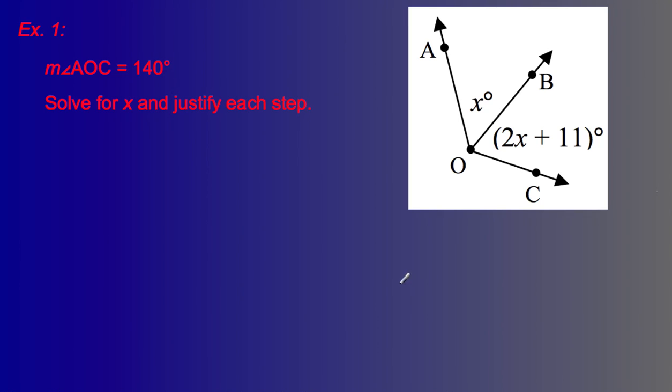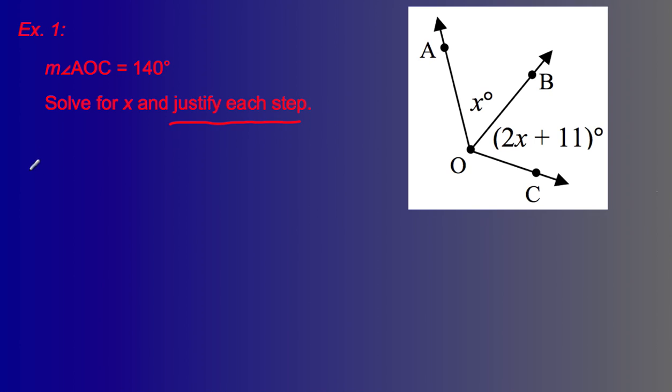All right, let's look at an example of how we're going to use this with deductive reasoning in geometry. Let's say we're given that the measure of angle AOC is 140 degrees. We've got a nice picture here, and AOC, the big angle, is 140 degrees. We're asked to solve for x and justify each step. Here's the important part: we're asked to justify each step. We're going to solve for x, but we're going to give a reason why we can go from step to step.